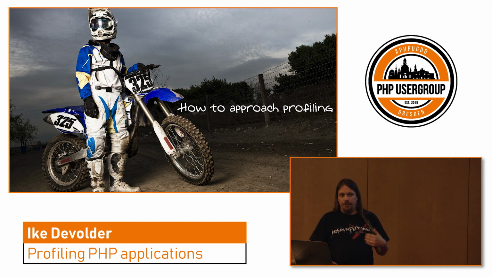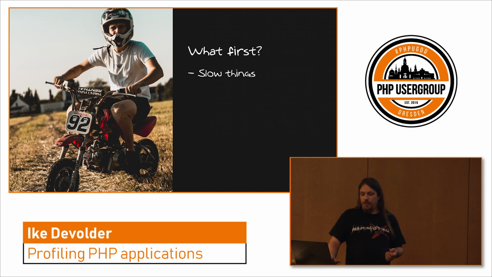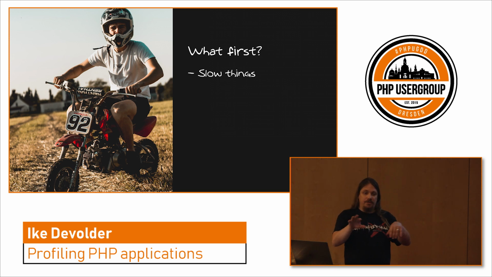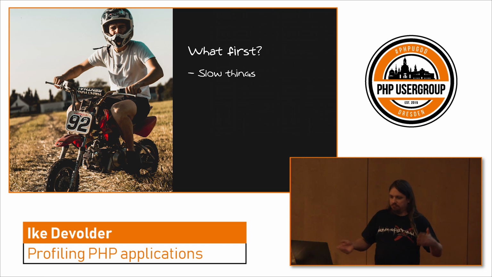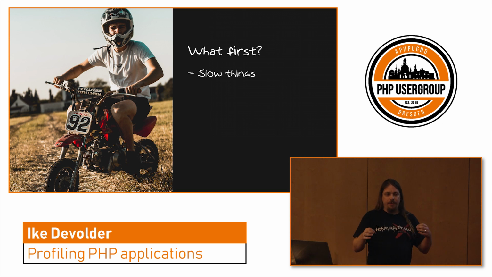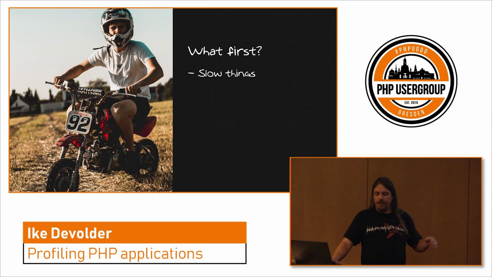So how will we further approach profiling of our applications? What do we want to check first? First, we want to know what the slow things are. This you can already do in development. You can just make some script that triggers all your pages, or a set of interesting pages that you think will be interesting for the general public, that you want to make sure that they are performing within some margin.